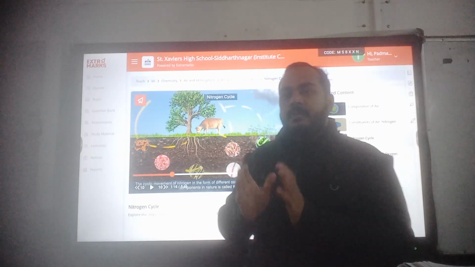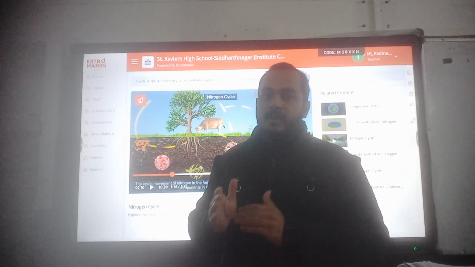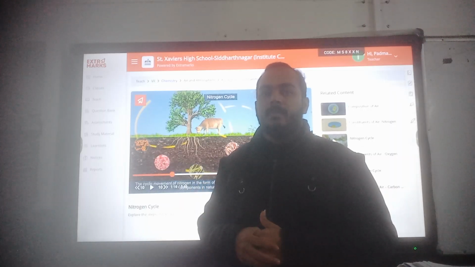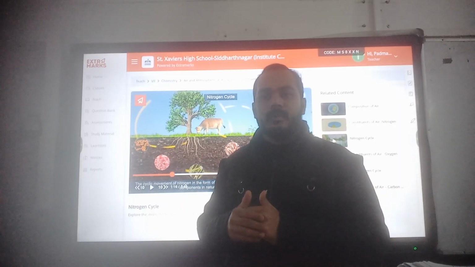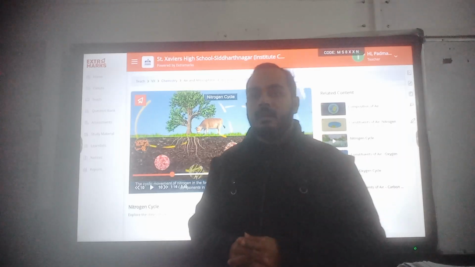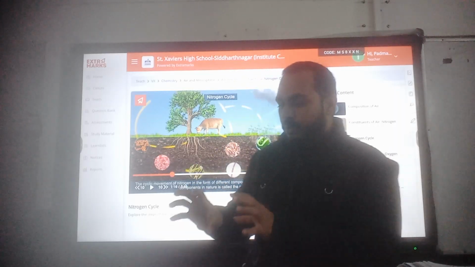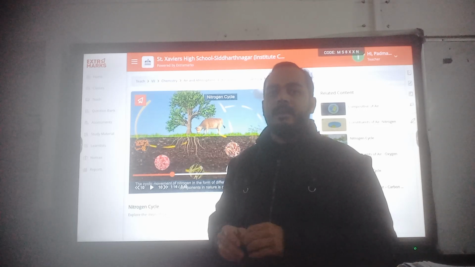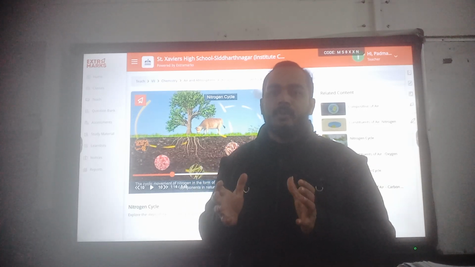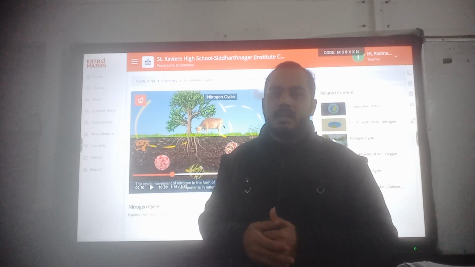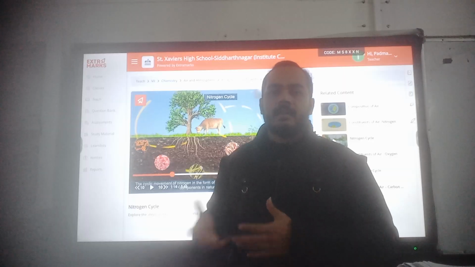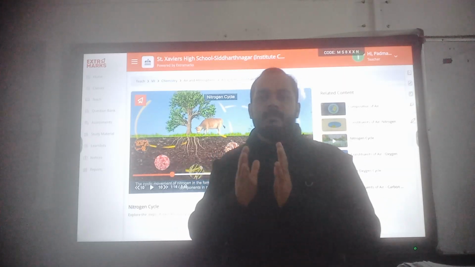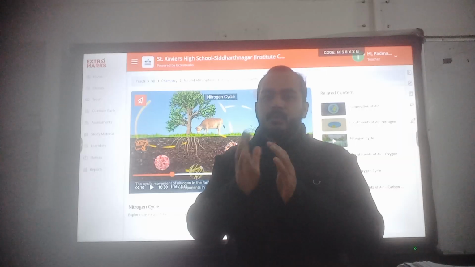And next, some of the bacteria present in the soil also help to convert gaseous nitrogen into the soluble or usable form, nitrates. Then this soluble form is absorbed by plants with the help of root hairs. That nitrogen is used for their metabolic activities like growth and other purposes. About half of the nitrogen will be used in the plant.